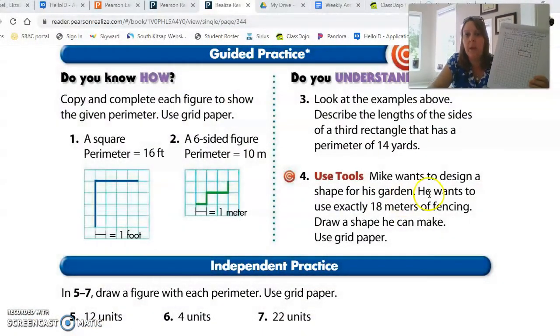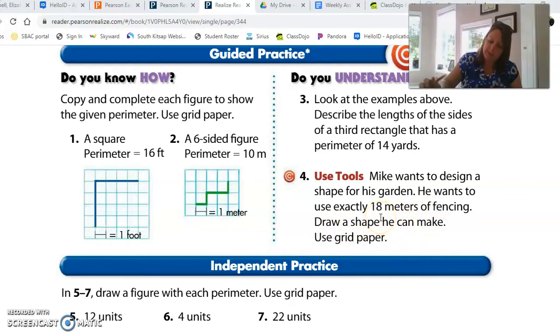Number 4. Mike wants to design a shape for his garden. He wants to use exactly 18 meters of fencing. Draw a shape he can make. Use grid paper. Okay, so we're going to do the same thing. I'm going to write down perimeter equals 18 meters. I have a bunch of colored pencils today. For number 4, perimeter equals 18 meters.